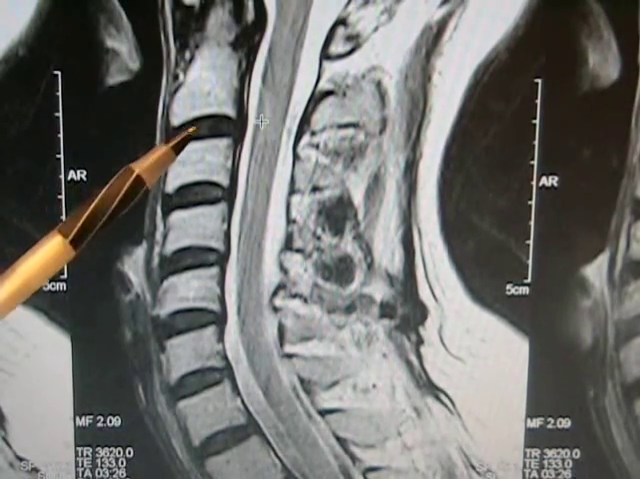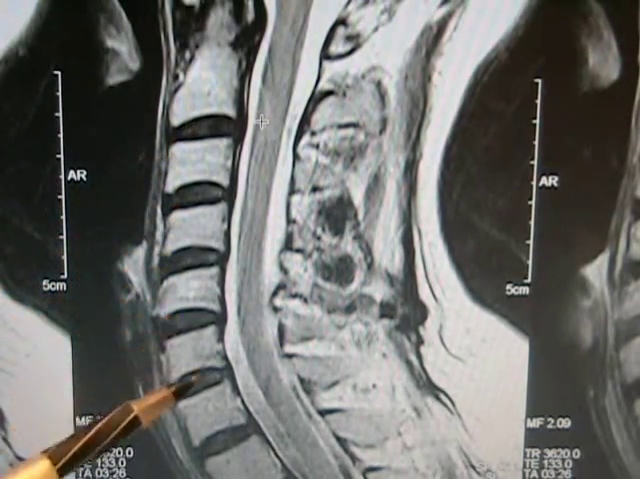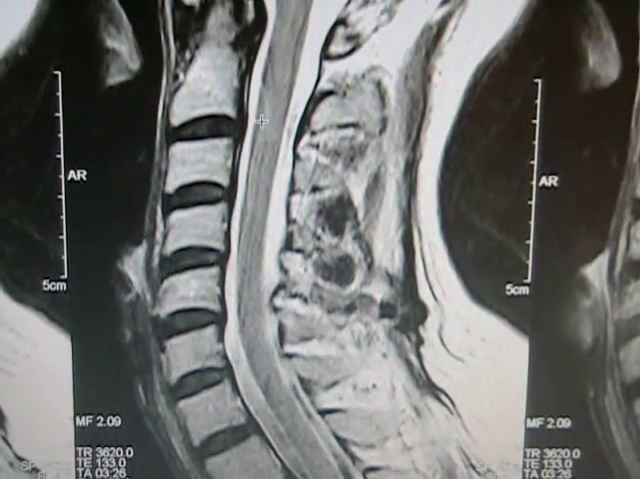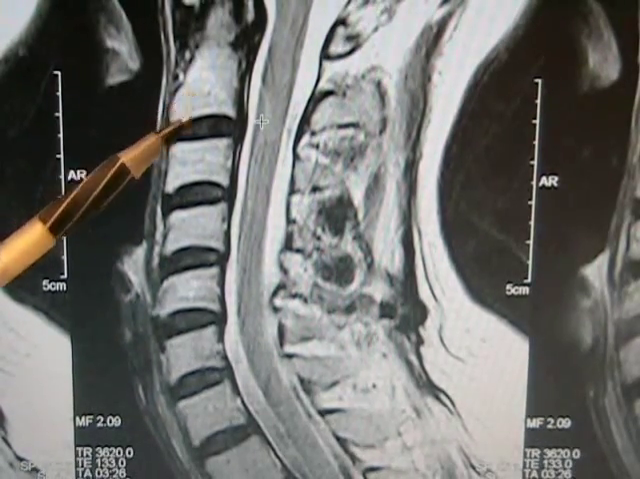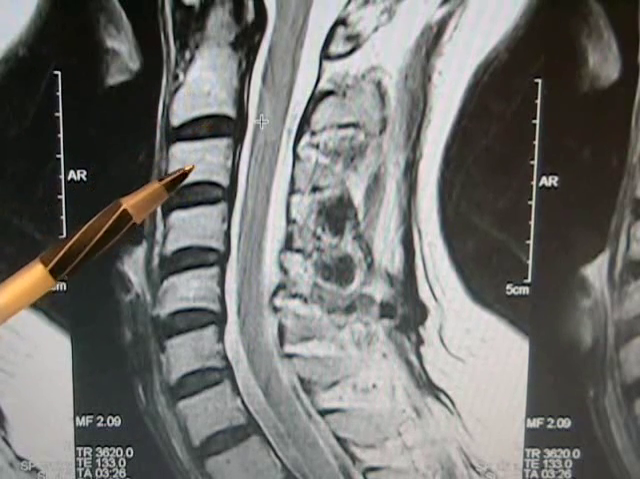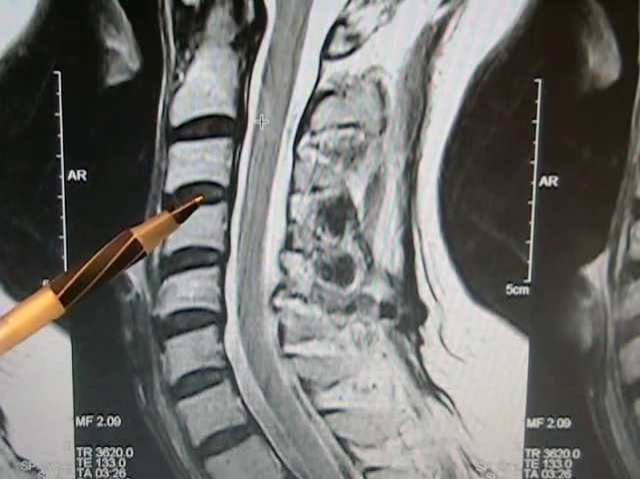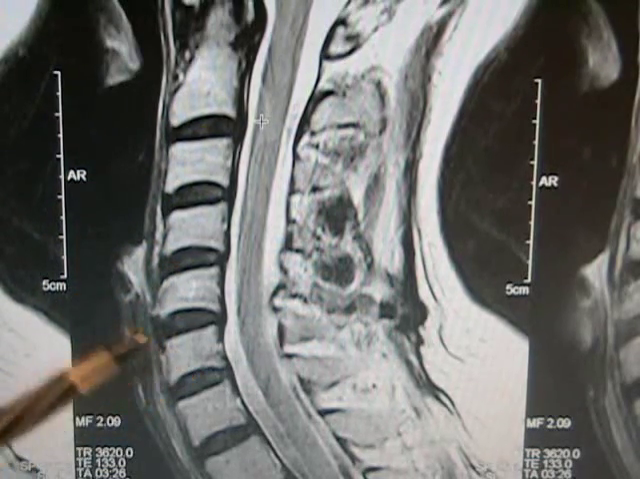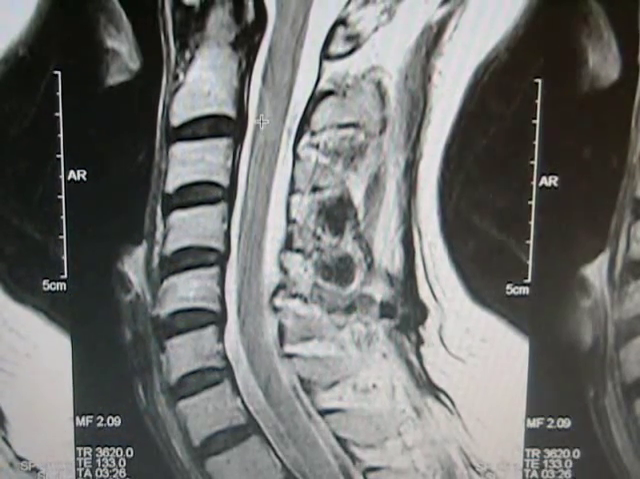We can see the discs at each level, and they're designated the level of the disc depending on which bone level they're at. So this is the C2 and this is the C3. So this is the C2-3 disc. This is between 3 and 4. This is a C3-4 disc, C4-5, C5-6, C6-7, etc.